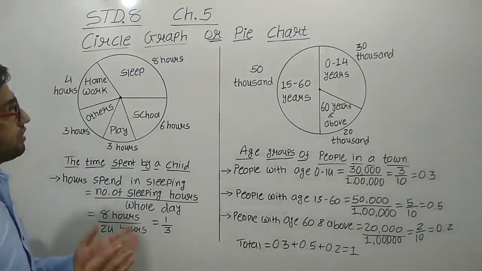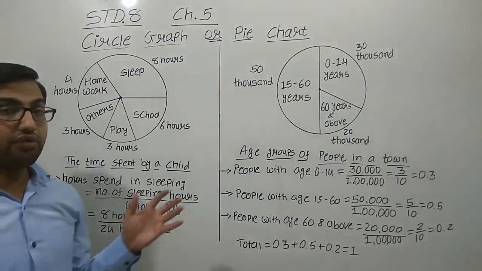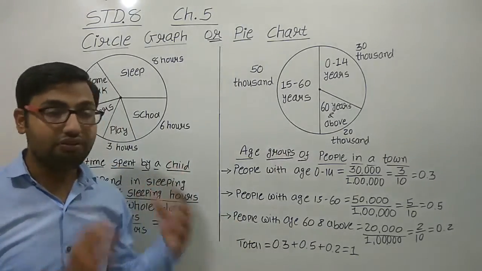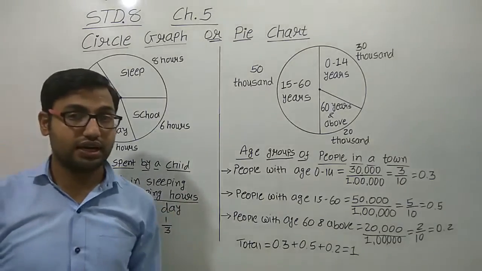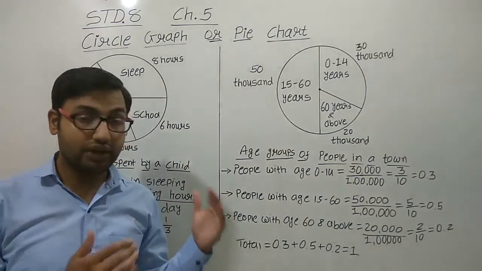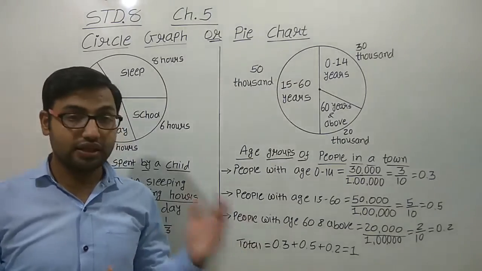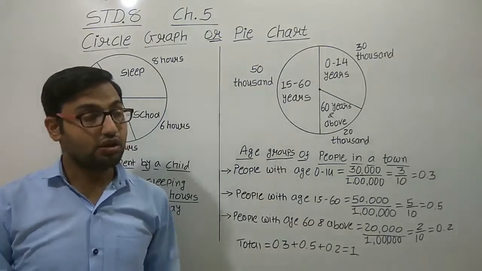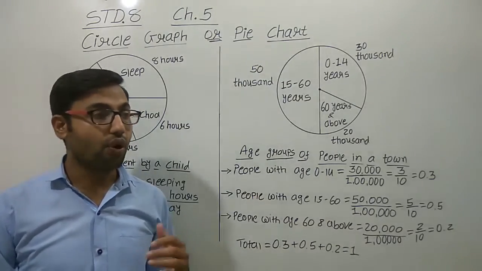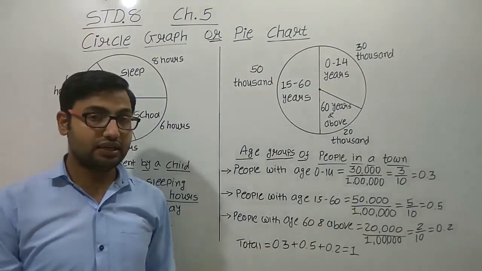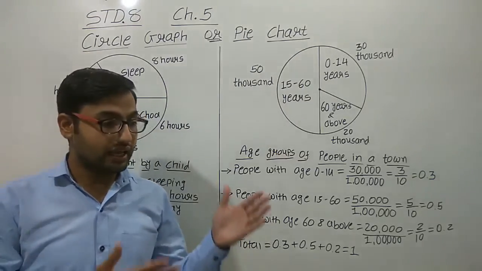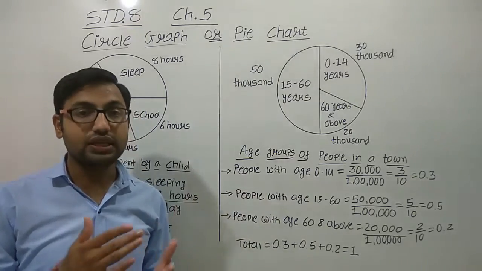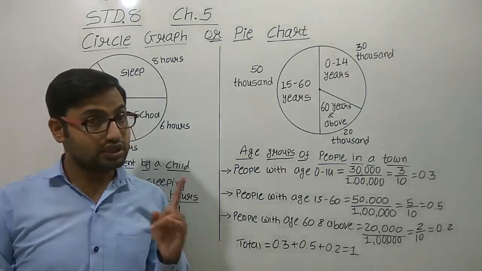So till now we have studied, if we are given raw data, how we can handle that raw data. How we can arrange it using the frequency distribution table or the grouped frequency distribution table, or how we can represent it by drawing a graph, like the bar graph or the histogram, right?